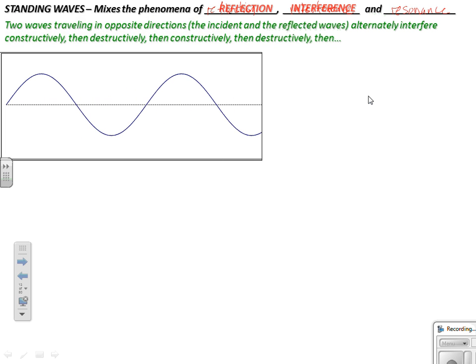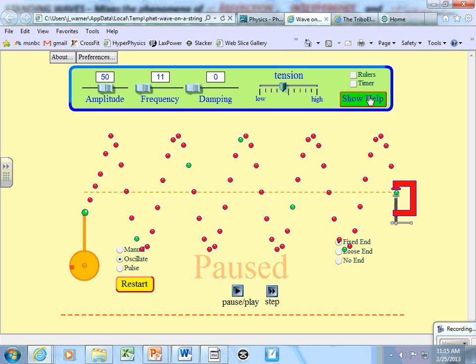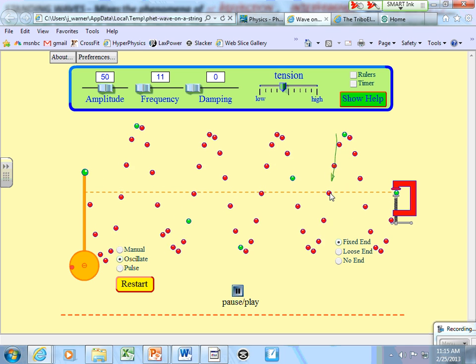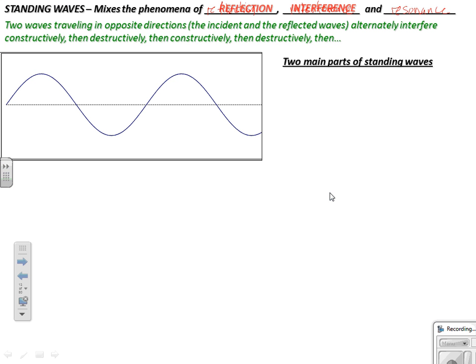Now, a standing wave has some characteristic parts. Two main parts we have to talk about. I pointed to one of those parts on this animation, that part right here, the part that never seems to move, never seems to oscillate. That part we call a node. So there's a node here, and here, and here. Well, really, and here.